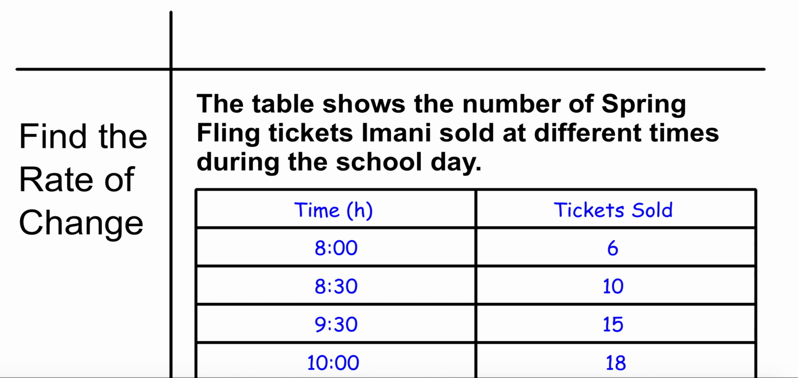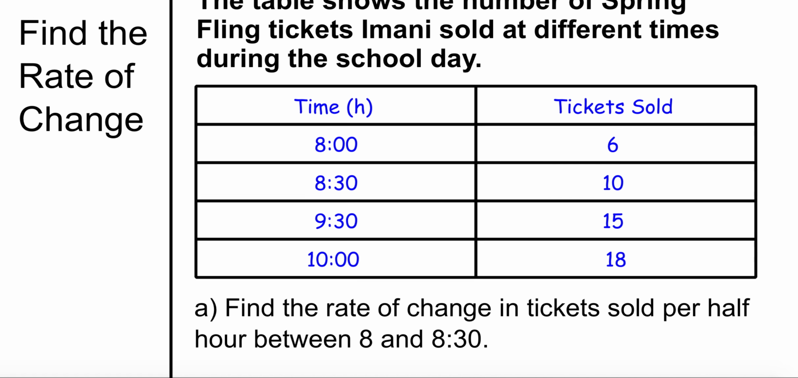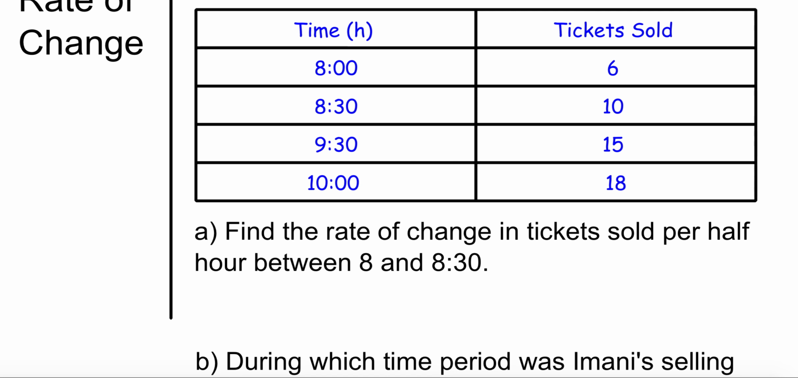Let's try another one here. The table shows the number of Spring Fling tickets Imani sold at different times during the school day. Question number 1. Find the rate of change in tickets sold per half hour between 8 and 8:30. So here we're only being asked to find specifics, and we're being asked to find them in the half-hour increments. So how many half-hour increments are there here? Well, there's one half-hour increment.